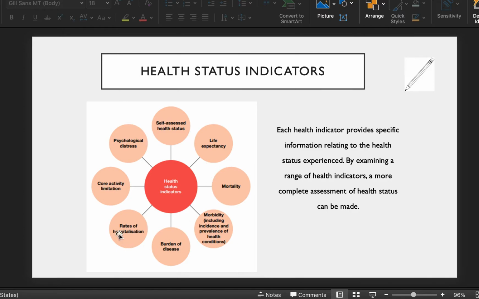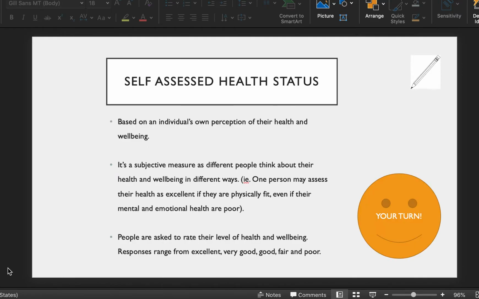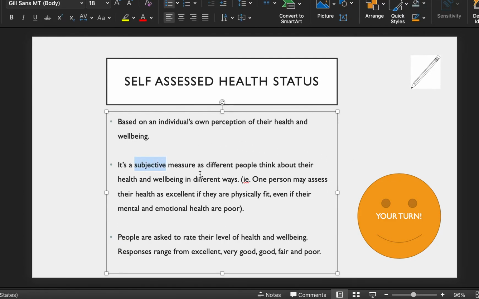Each of these health status indicators, we will talk about them as we go forward, but there's a couple I want to look at right now. The first one is the self-assessed health status. When we look at the self-assessed health status, we are basing an individual's own perception of their health and well-being. So we need to inform them what health and well-being is and let them make an informed decision about their life. Now, this is a subjective measure, meaning that the subject themselves, which is the person being assessed, they're going to make their own assessments.